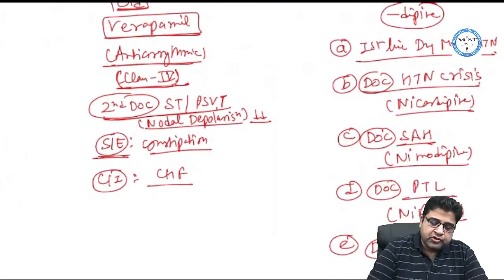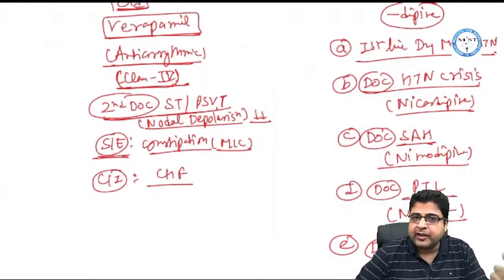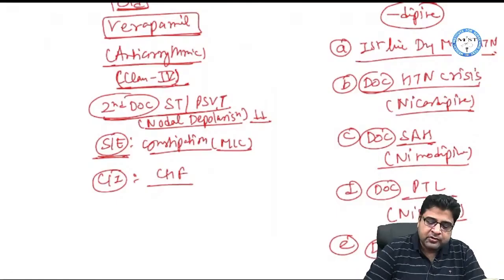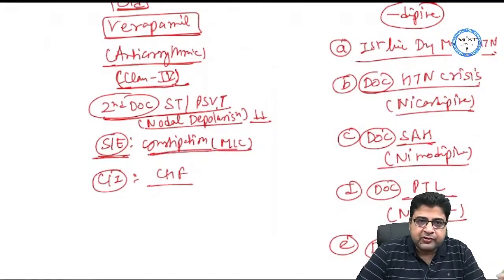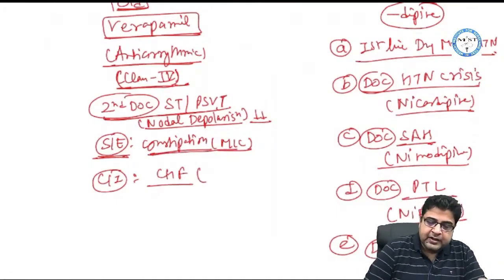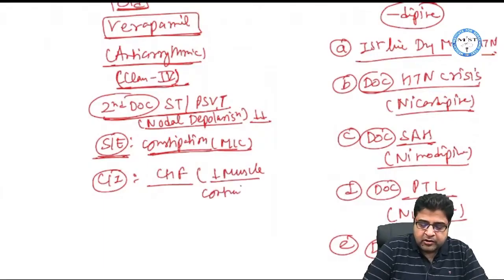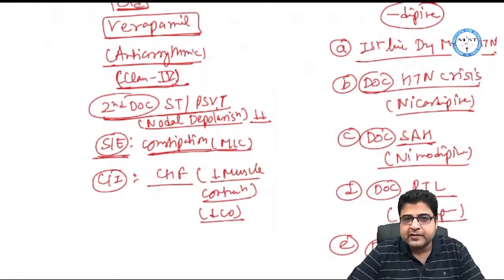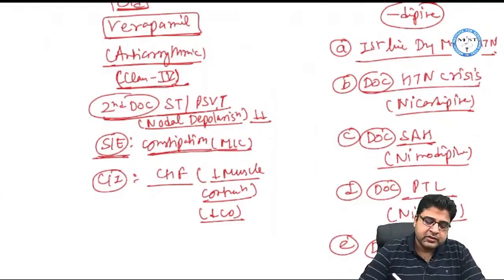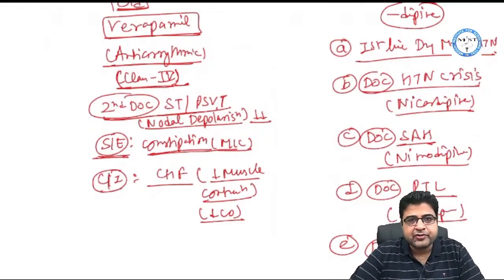Now, the most common side effect of verapamil is constipation. I suggested you take the verapamil to feel the side effect also. So, the verapamil side effect is constipation, and because this medicine has a negative effect on the heart, it can reduce the muscle contraction. So, cardiac muscle contraction is reduced, and that will reduce cardiac output.